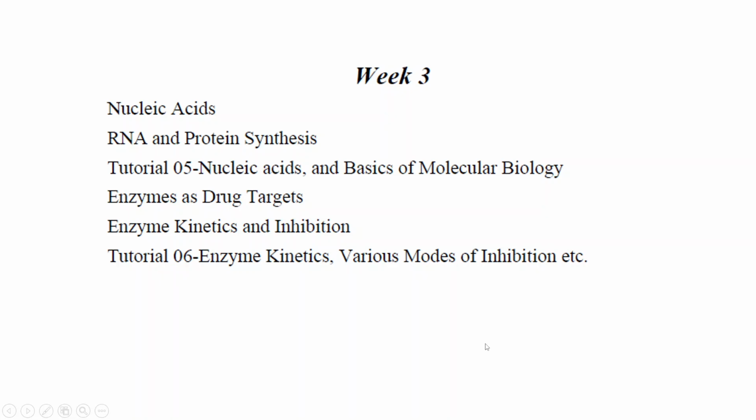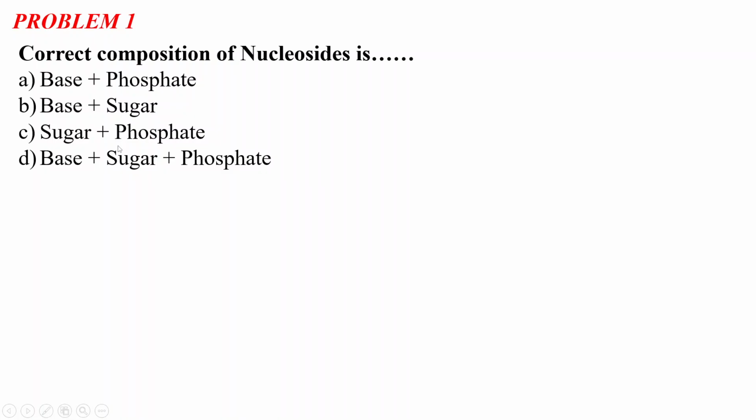So let us go to the first question of the session. The first question is a very basic one. What is the correct composition of nucleosides? The options are: A, base plus phosphate; B, base plus sugar; C, sugar plus phosphate; and D, base plus sugar plus phosphate. What is the correct composition of nucleosides? All of you try to answer and let me know which of the following options is correct: A, B, C or D, in the chat box.